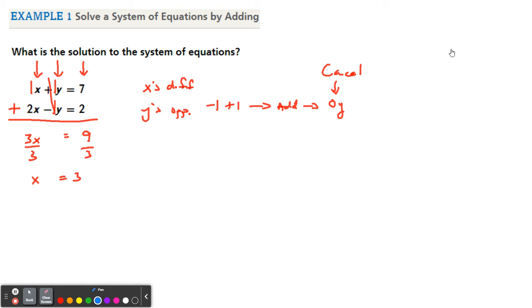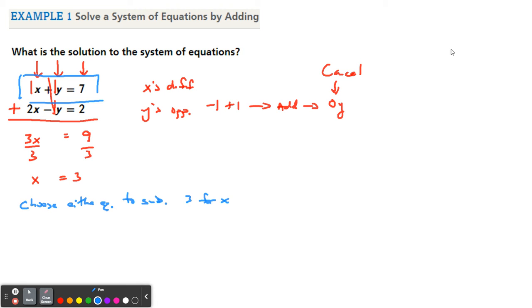So that is the first step. Then the second step here is we need to find y. So you can choose either equation to sub 3 for x. It doesn't matter which one. Now, if I look at the top equation, I feel like that's a little simpler. There's not as many numbers. There's a plus sign instead of a minus sign, so I choose that one.